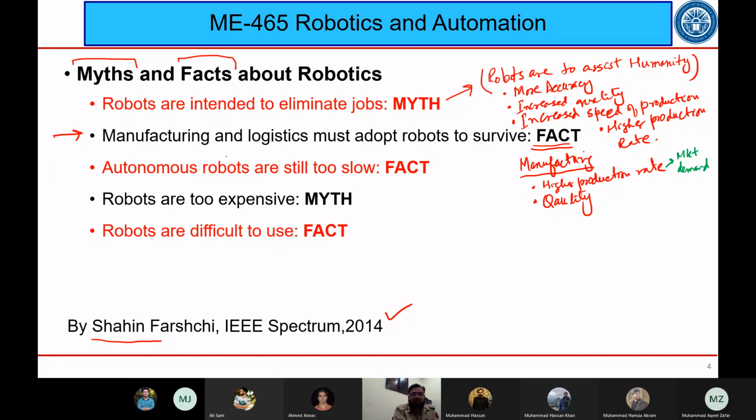Then the second term we saw here was logistics. So let me talk a little about logistics now. What is logistics? What is it related to? Can somebody give me one or two sentences for logistics? Sir, providing goods. Providing.